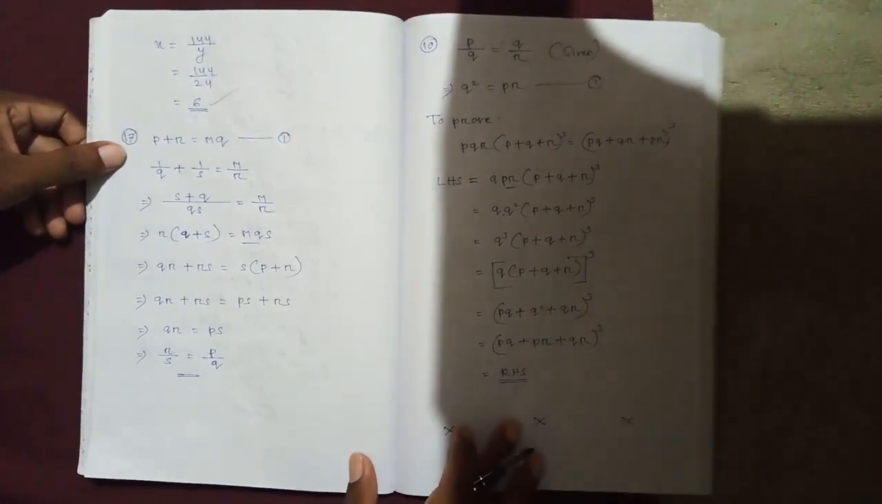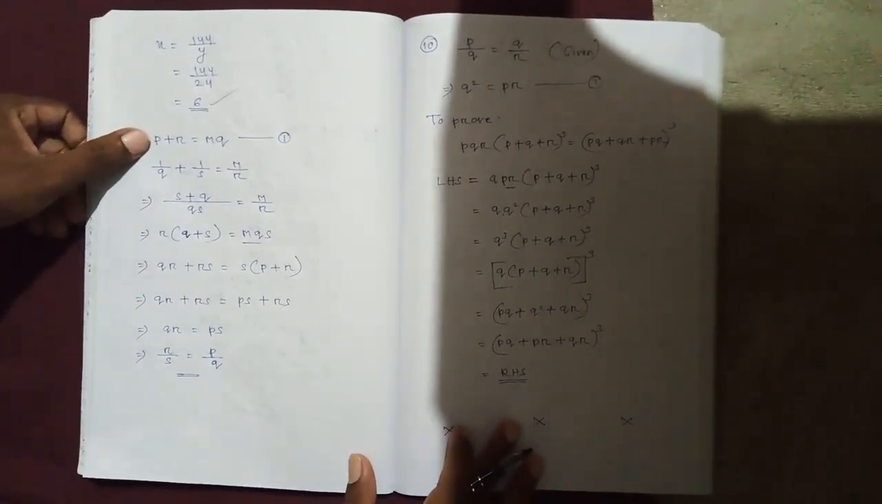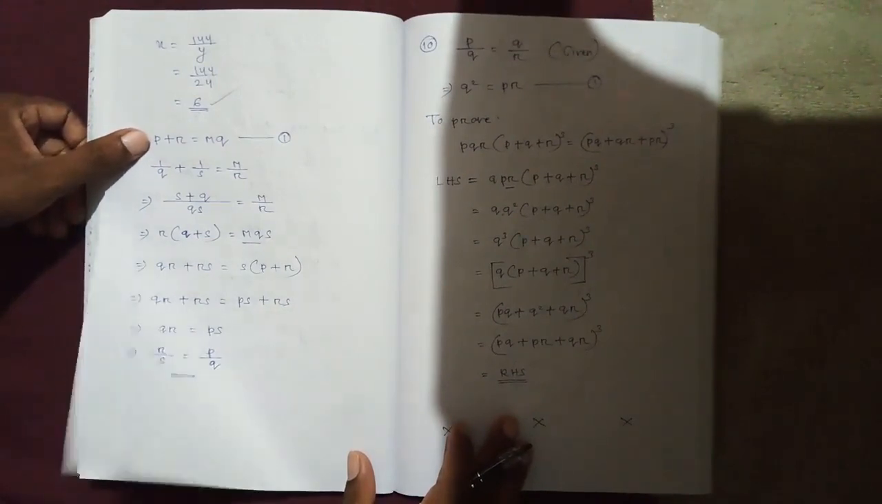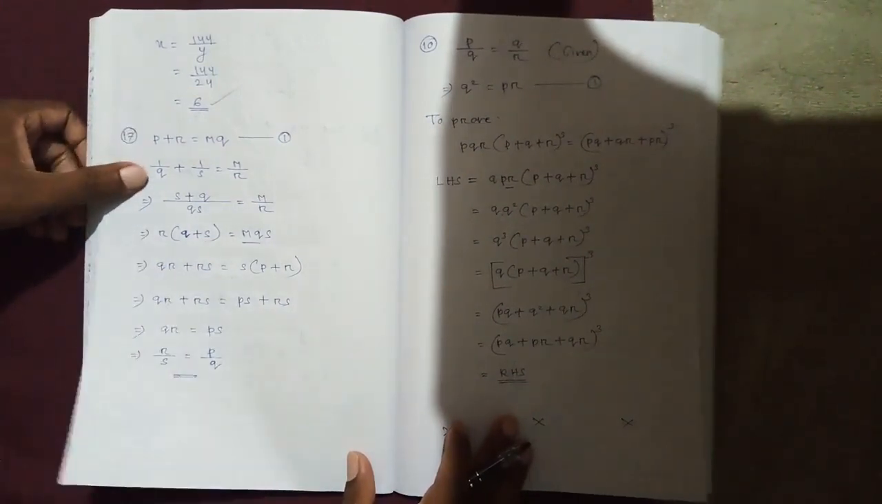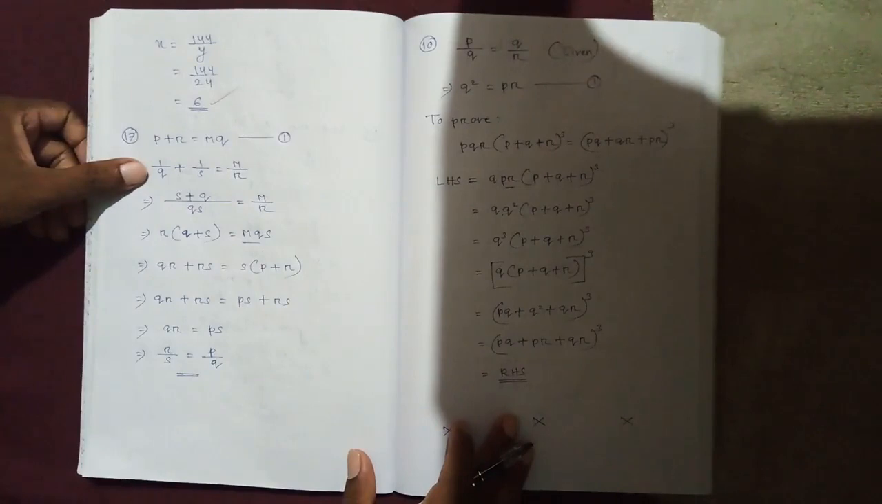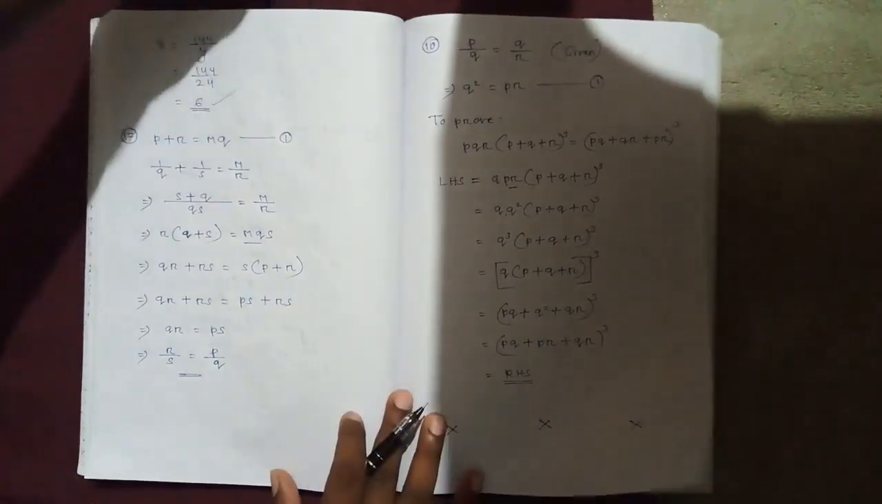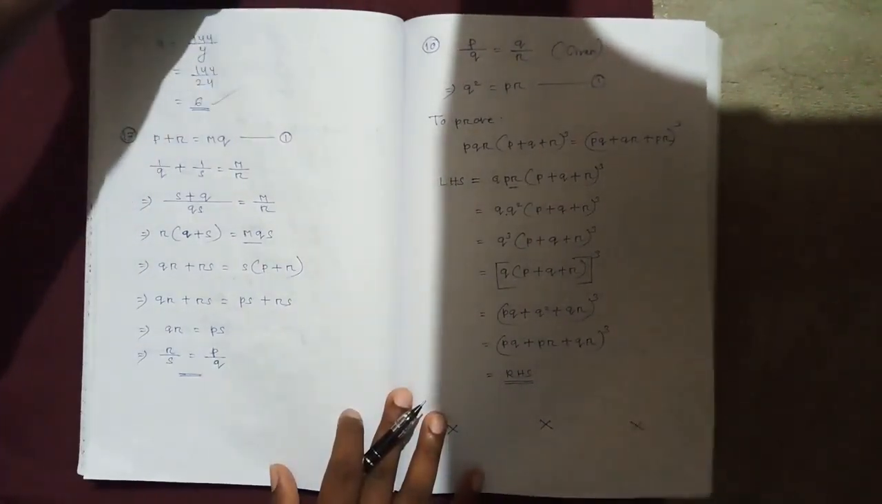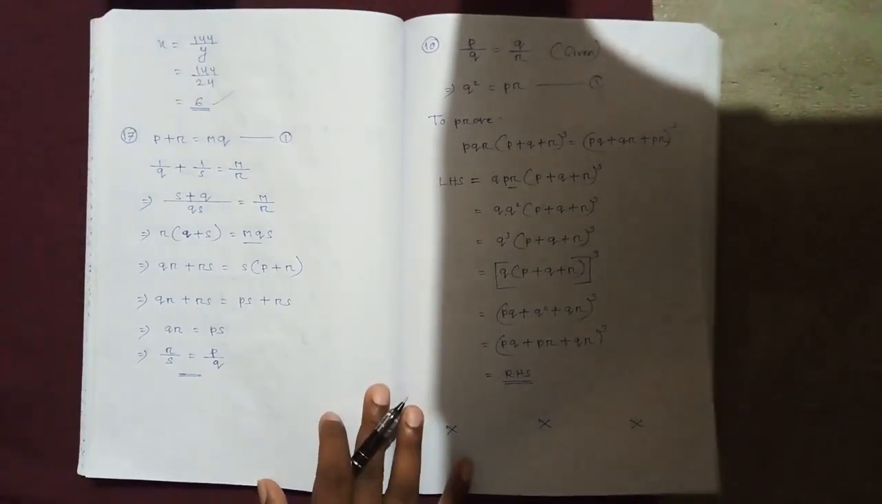Move to number 17. It is given that p plus r is equal to mq. I have given it equation 1. Also it is given that 1 by q plus 1 by s is equal to m by r, and we have to prove that p by q is equal to r by s. Okay, we have to prove that p, q, r, s are in proportion, 4 quantities.